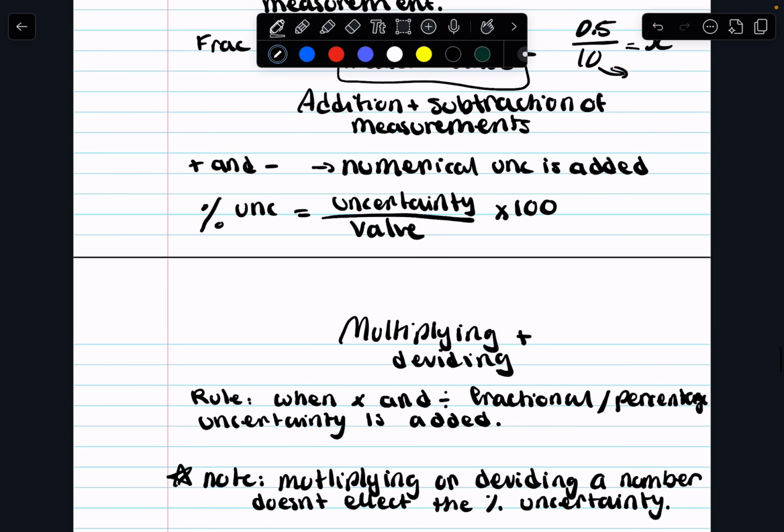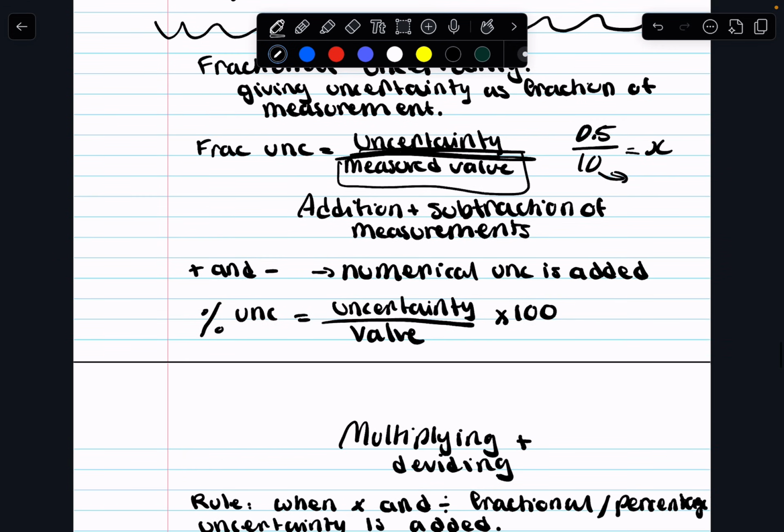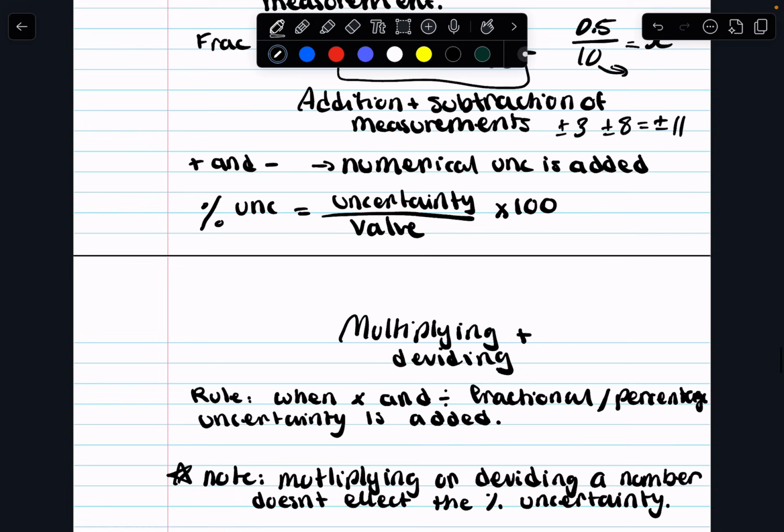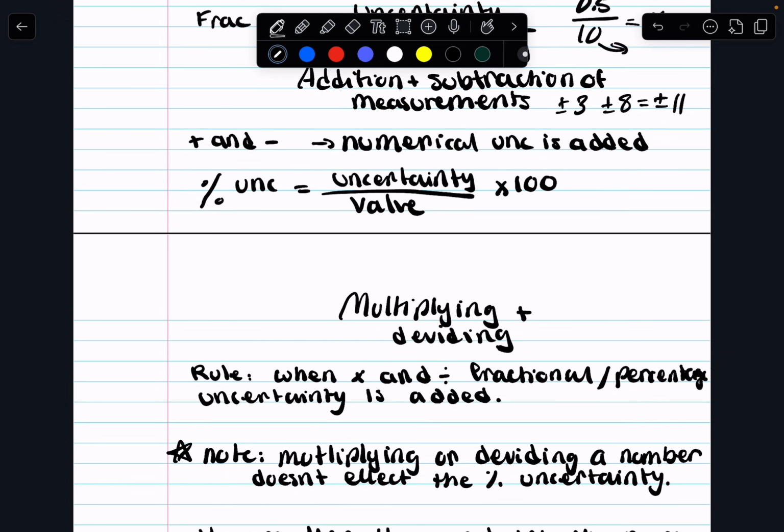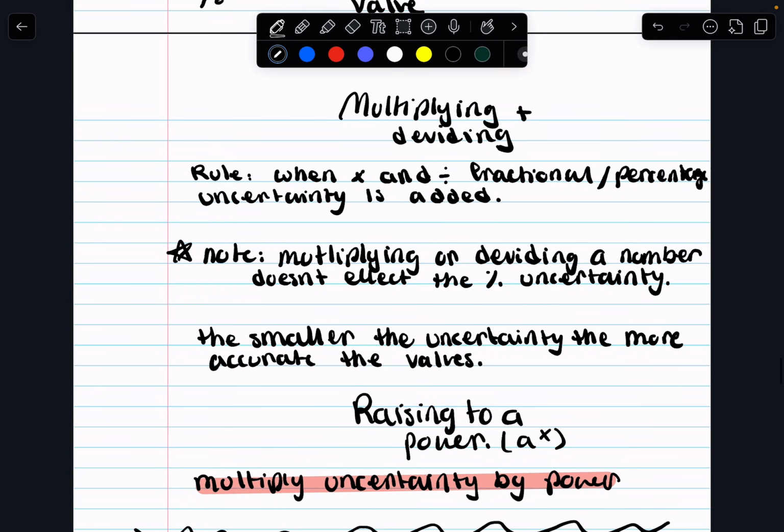Addition and subtraction of measurements. If you add and subtract, the numerical uncertainty is added. So if I have plus or minus 3 and plus or minus 8, it is going to give you plus or minus 11, and then the values are added or subtracted. It doesn't matter if you're subtracting or adding, you always add the uncertainties. Percentage uncertainty is uncertainty over value times 100. When you're multiplying and dividing, the fractional or the percentage uncertainty is added.